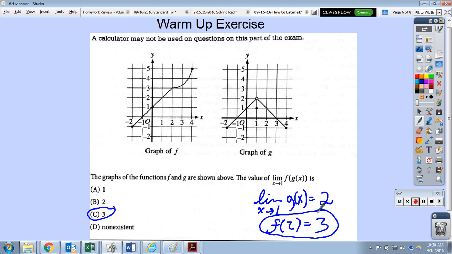If you somehow found the equation of both of those, you can plug it in. Yeah, that's another way to approach it. But you should be comfortable with it graphically.